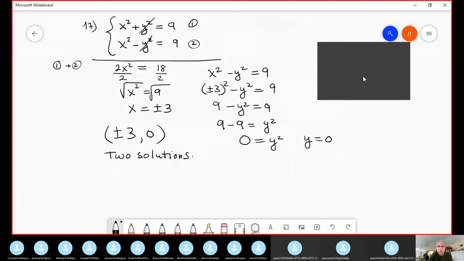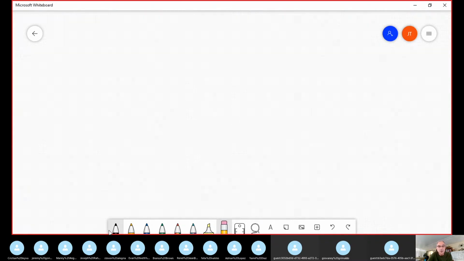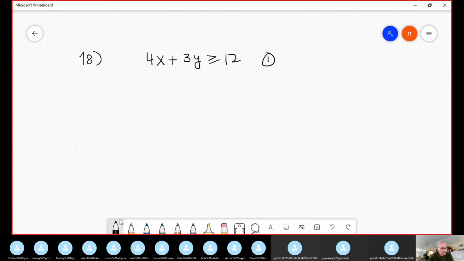Let's move on to inequality. System of inequality, linear and non-linear. Let me try problem 18. Problem 18 is a system of inequality. The first one is 4x plus 3y greater than or equal to 12, inequality number 1. And x greater than or equal to y, inequality number 2.